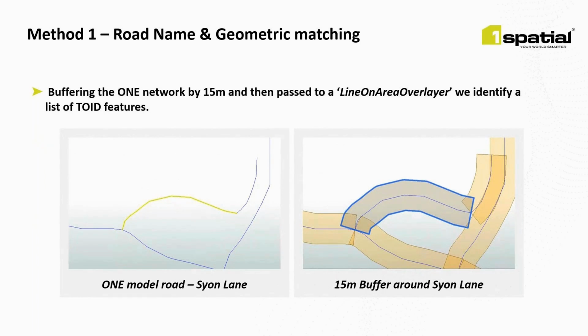So the workspace first applies a large buffer of 15 meters to the ONE network features. And as you can see in these two examples, on the left, in the yellow, is Scion Lane. So this is a road segment, and on the right, the same road segment, but with the 15-meter buffer.